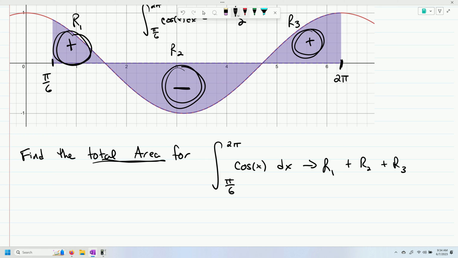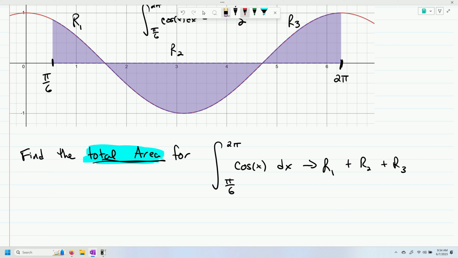It really is 3 separate problems, so you've got to be careful when you are reading these questions. If it just says integrate from pi over 6 to 2 pi of cosine of x dx, just integrate it, call it a day, whatever you get, that's what you get. But if you see the words total area, then we're going to have to create 3 separate integrals.